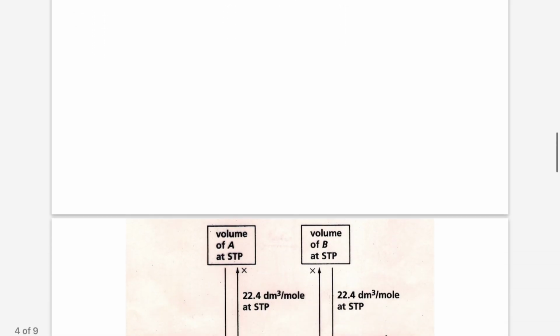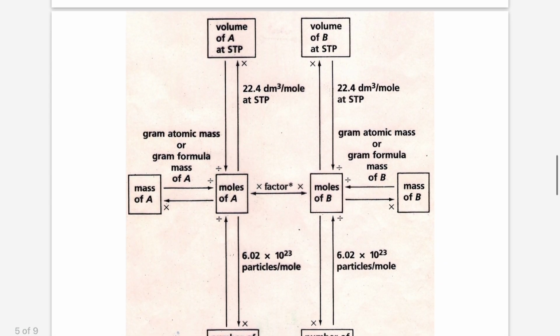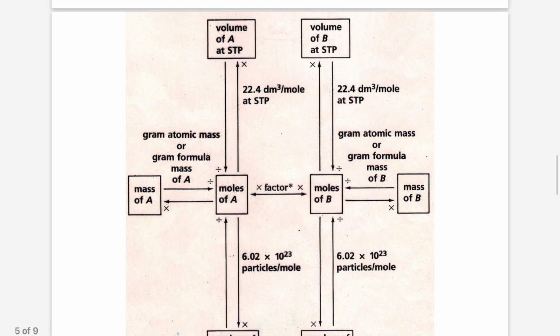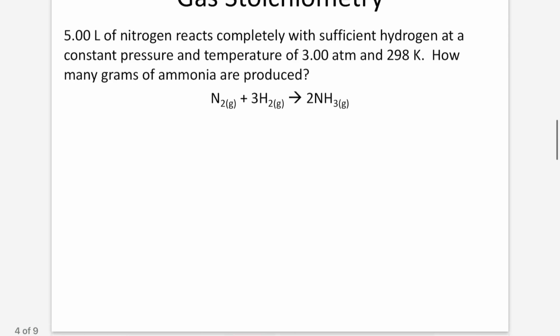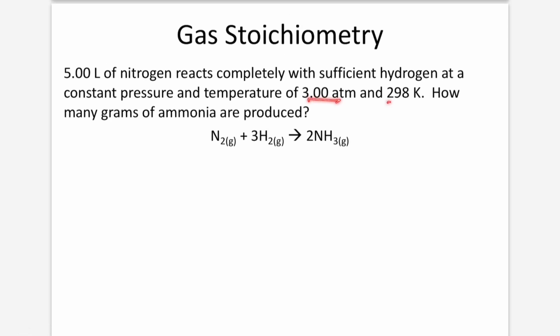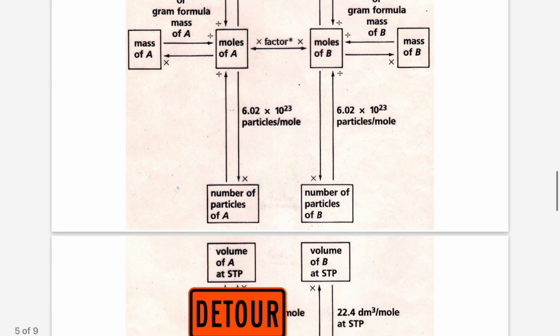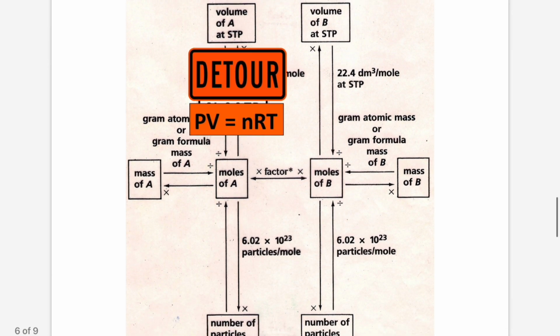Well, if we were to look at our stoich roadmap, we would want to go from volume straight to moles, but we're not at standard temperature and pressure. We are at 3 atmospheres and 298 Kelvin. Standard temperature and pressure is 1 atmosphere and 273 Kelvin. So we have to do a little bit of a detour, okay?